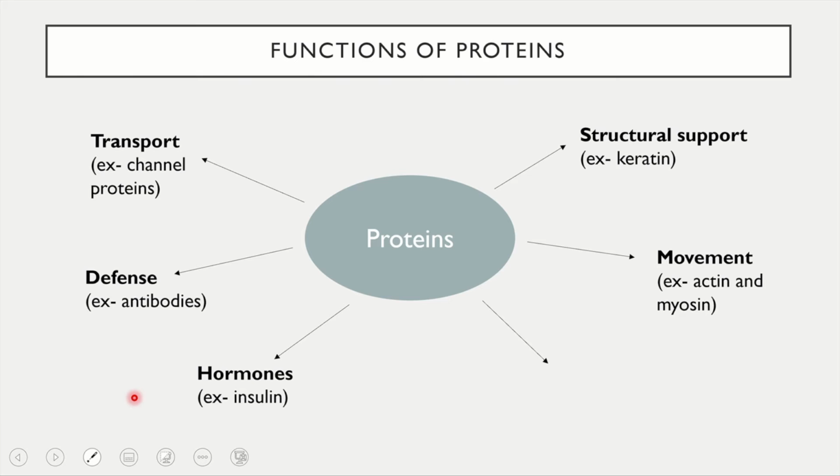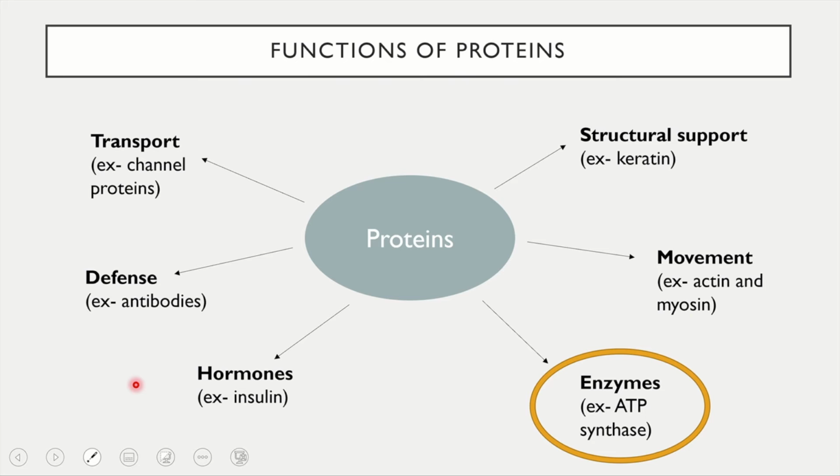Proteins can also help with movement. So actin and myosin here are two proteins that work together to help your muscles contract. And last but certainly not least, proteins can function as enzymes. And this is the most important function of proteins, their ability to function as enzymes. So let's look at these enzymes in a little more detail.